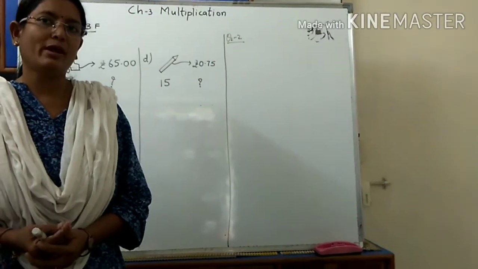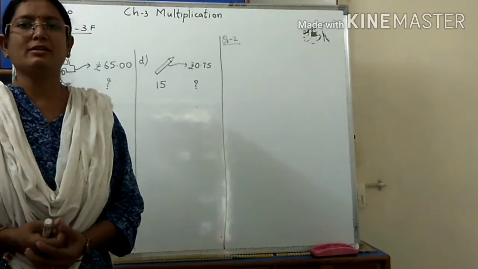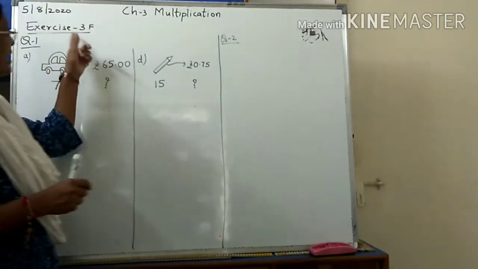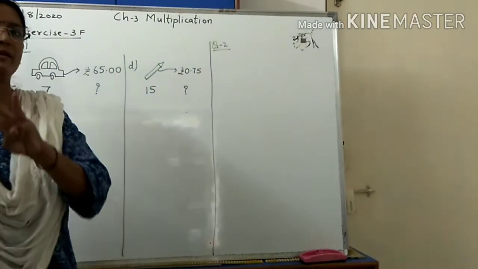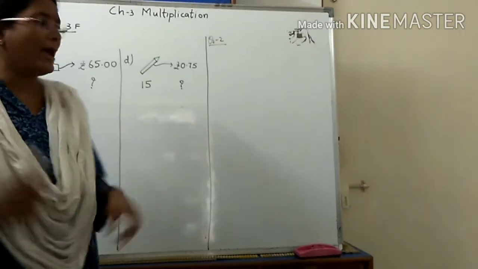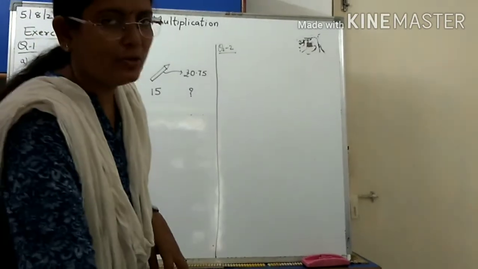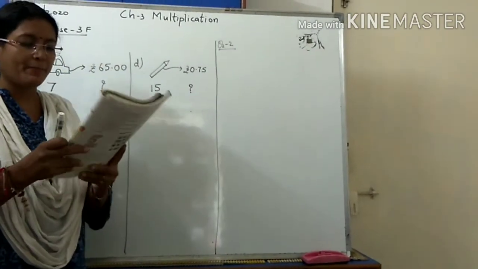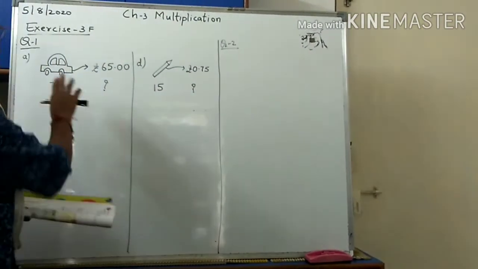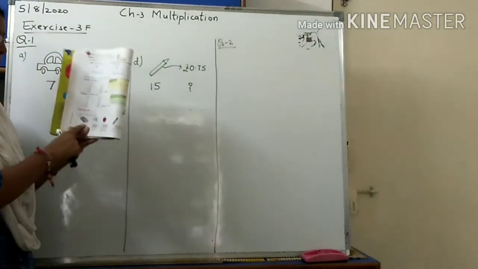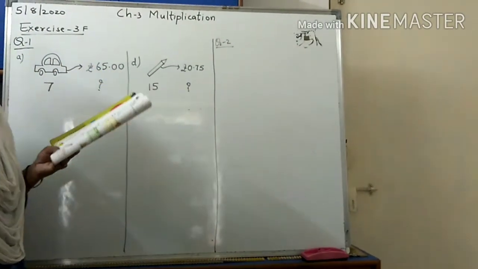Maths also, right? Today we will start with a new exercise, that is exercise 3F. In this exercise total three questions are there and question number 1 has 4 different sums. Okay, let us start with question number 1, that is the price of each item is given. Like this way they have given you the picture and with that the price is given of that.